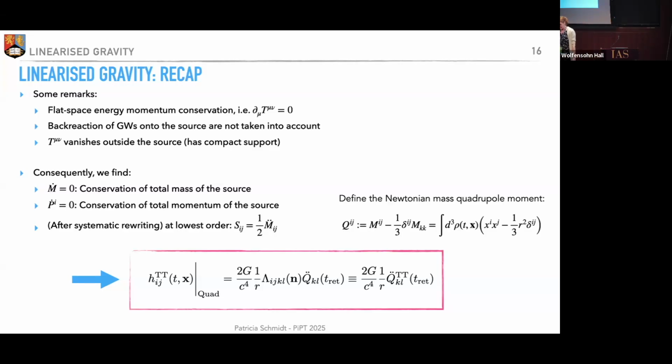I don't know the derivation. Okay. Could you remind us what lambda is? Yeah, this is just a projection tensor to project into the TT gauge, essentially. That's all it is. It's just a projection operator that selects the TT component for you.